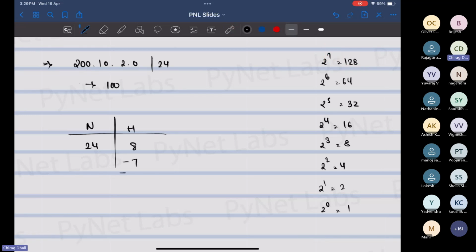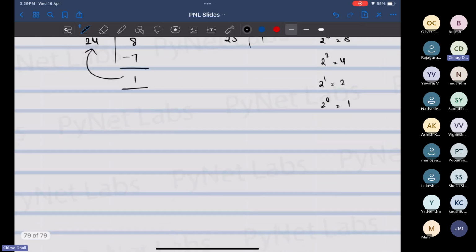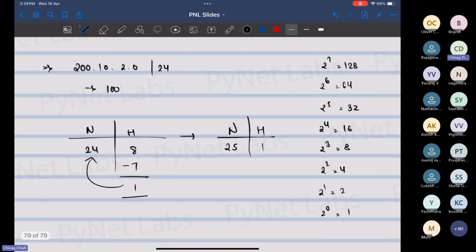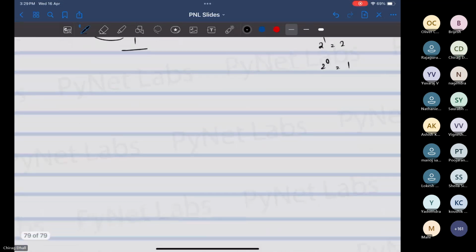So I'll subtract 7. 1 bit is extra. I'll give it to the network part. The new distribution will be 25 bits in the network part and 1 bit in the host part. Sorry, not 1, but 7 bits in the host part, right? First thing is number of addresses. Number of addresses is going to be 2 raised to the power 7, which is 128.